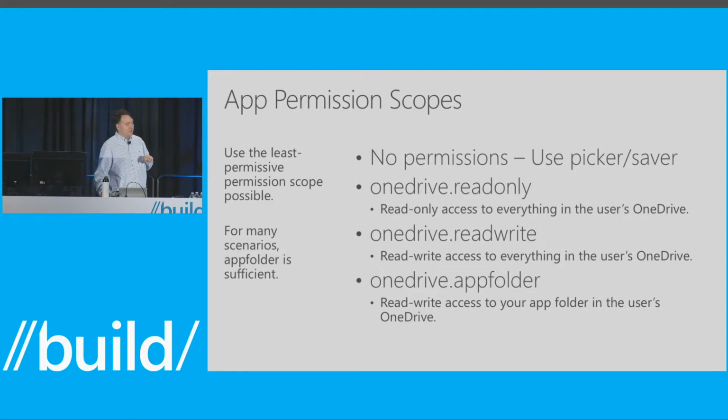Then when you start using the API, you can step up and say, I want OneDrive.read-only, which is full access to the entire OneDrive, but in a read-only fashion, so I can't modify anything. You can do OneDrive.read-write, which gives you full read-write access to everything, obviously. And then you can do the app folder, which is really where we think that a lot of apps should be going. And always, you should use the least permissive scope available to you. That way, users are more likely to trust your application and feel comfortable connecting it into their OneDrive.